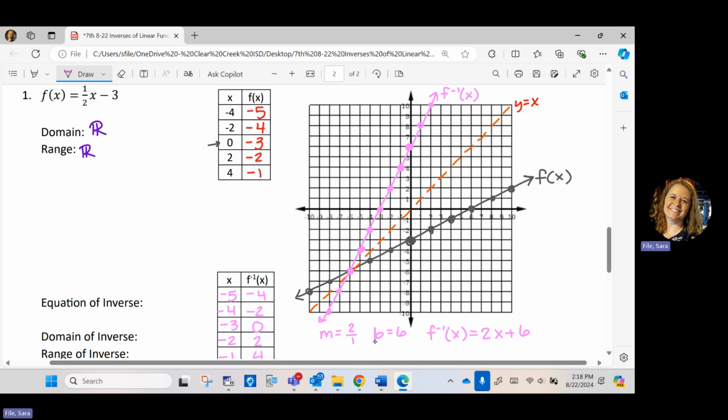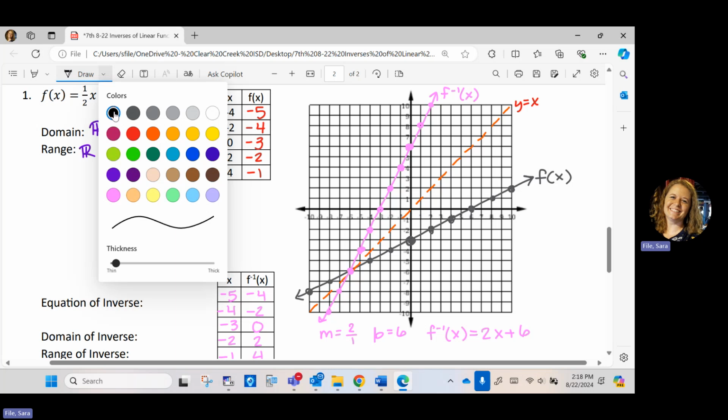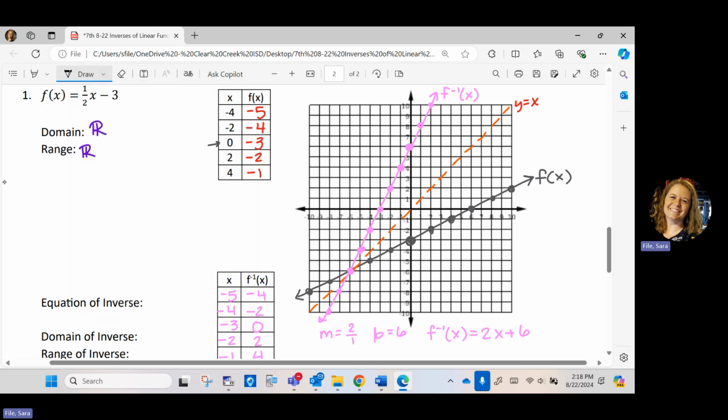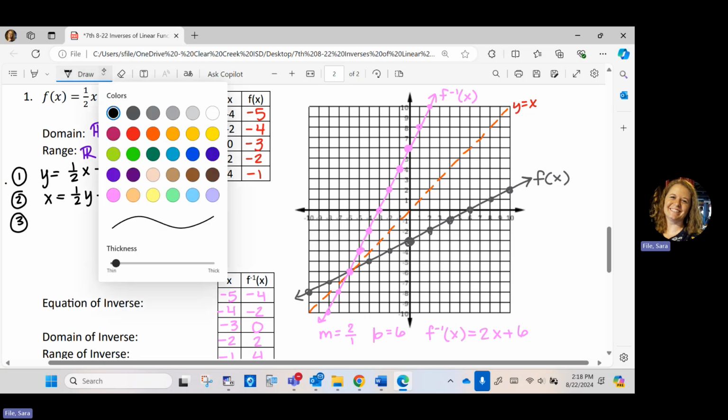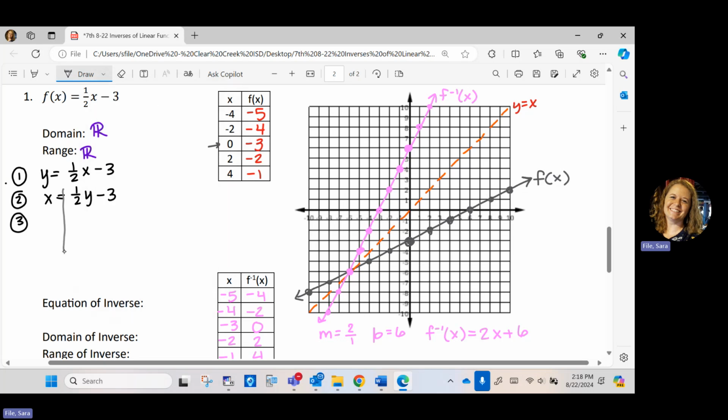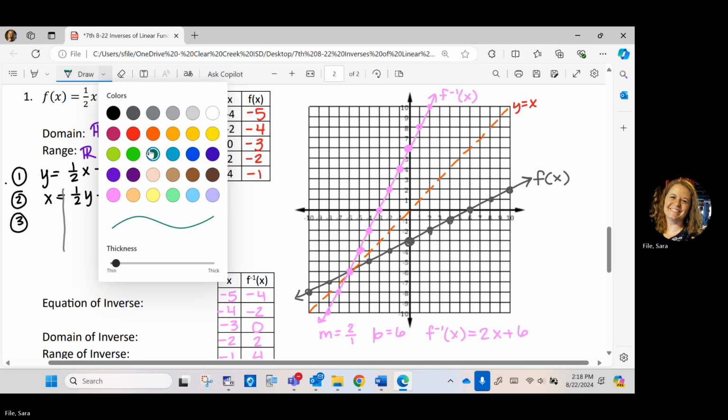is 6. All right, now I'm still going to show you for the sake of your notes, because they ask us to actually do the algebra. So I'm going to go through that 4-step process and replace f of x with y. I'm going to switch x and y. And then I'm going to solve for y. How am I going to solve this for y? What moves first?